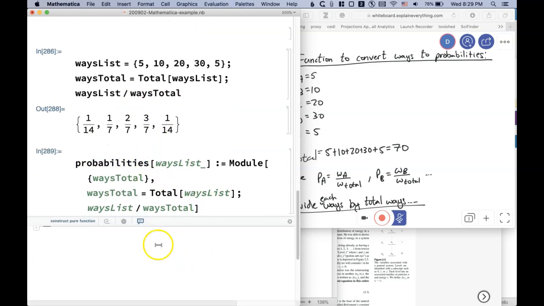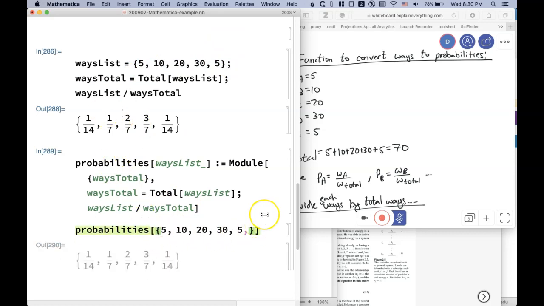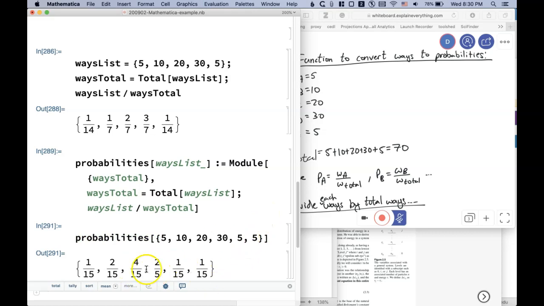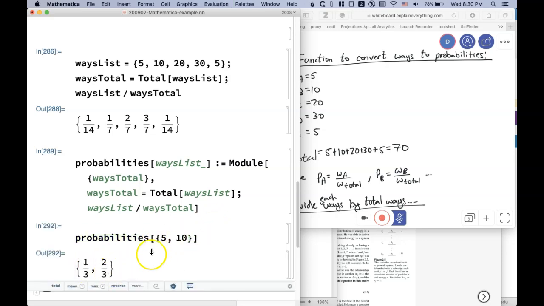So I'll check that here. If I do probabilities of, and I'll just paste that list in, that gives me that same set of probabilities that I want. And let's say I had another ways that were 5. Now that changed them in what looks like the right way. I could also check it with one where I know, like if I did 5 and 10 ways or something, that's 1/3 and 2/3.